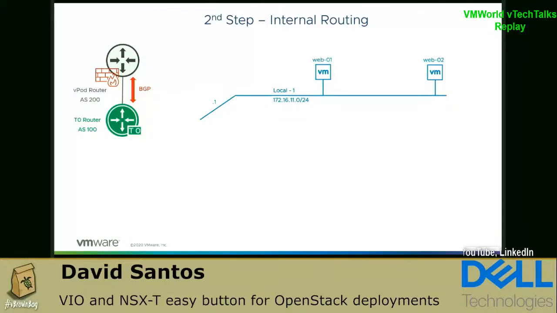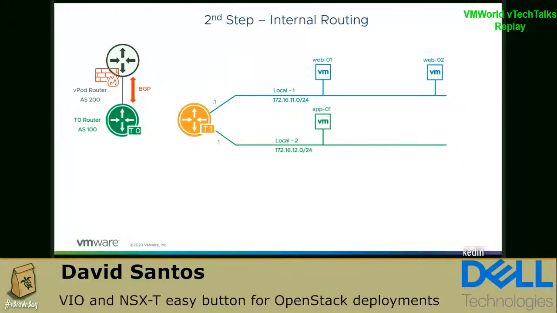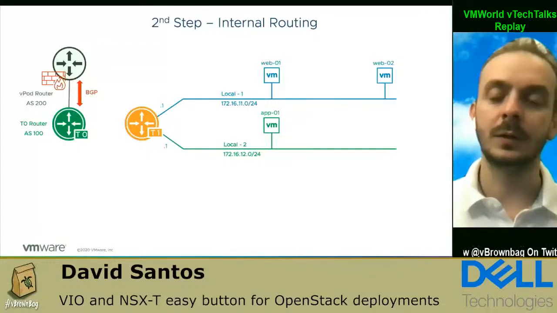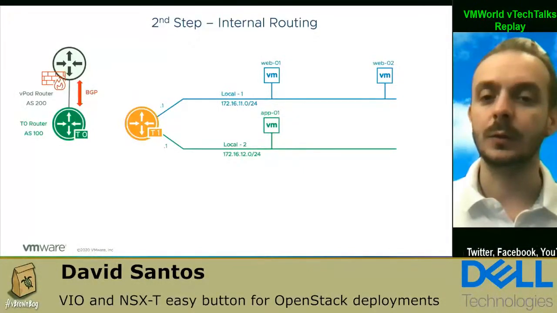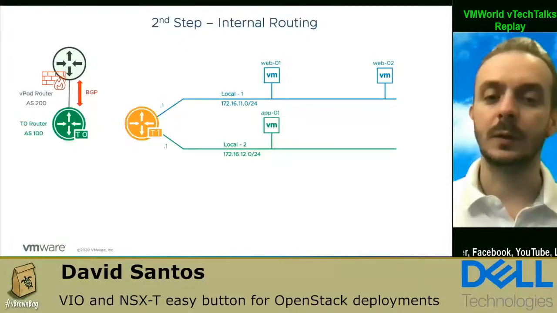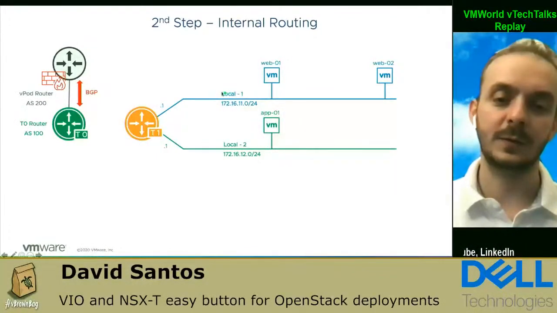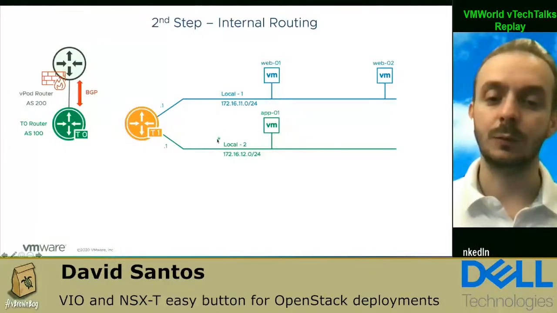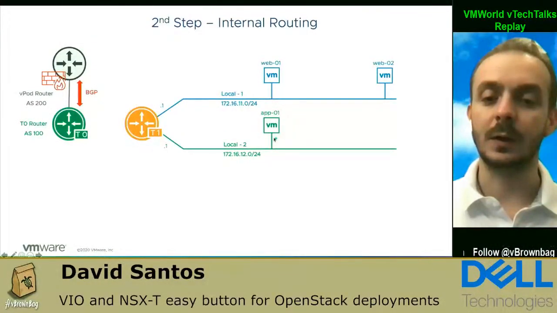So the second part is to create the routing network. To do that, we're gonna create a router in VIO in the NSX, and under the hood, NSX will be configured to create a new T1 gateway, a new T1 router. We're gonna use the T1 router to provide connectivity between the local one network that has just been created, and the local 2 network where we're gonna have our other VM, Apple 01.